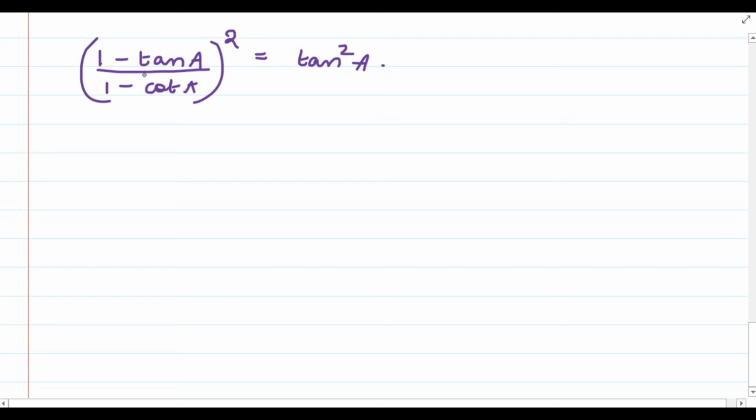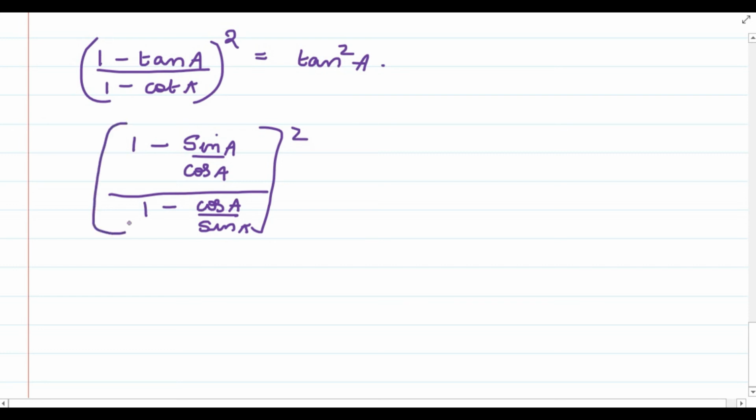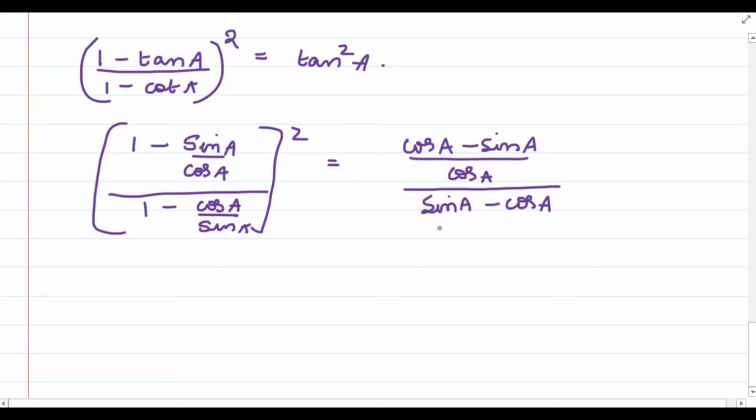Now the second part is 1 minus tan A divided by 1 minus cot A the whole square is equal to tan square A. So here tan A I can write as sine A by cos A, and cot A I can write as cos A by sine A, 1 minus cos A by sine A, the whole square. So which is equal to, I will take the LCM, cos A minus sine A divided by cos A, and here when I take the LCM I have sine A minus cos A divided by sine A the whole square.